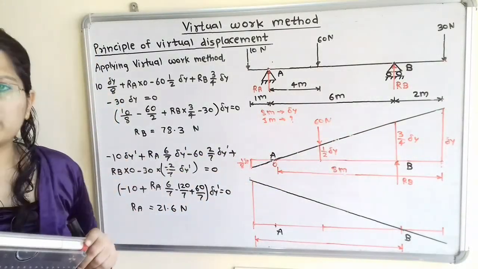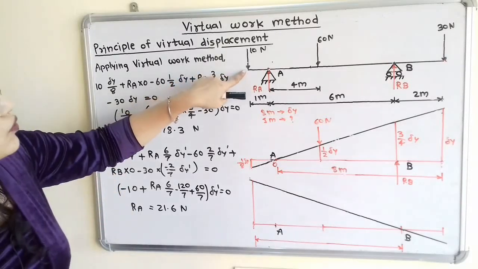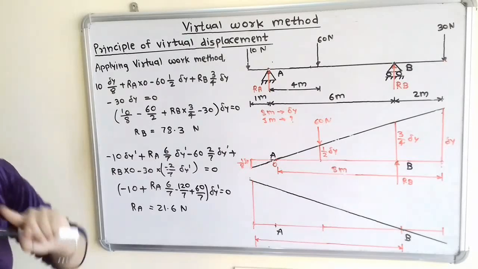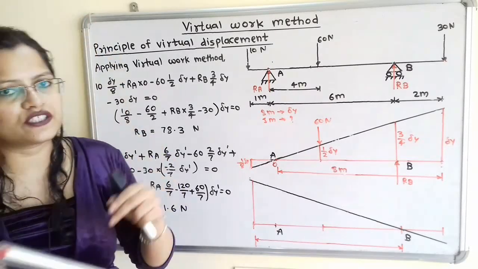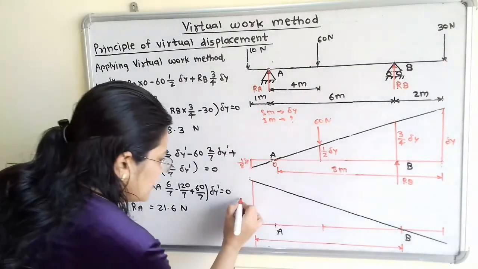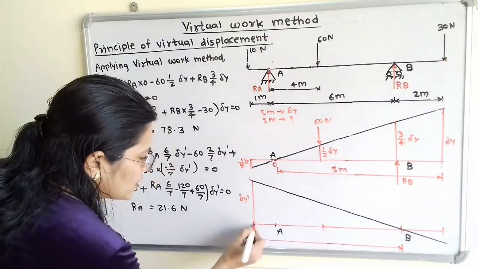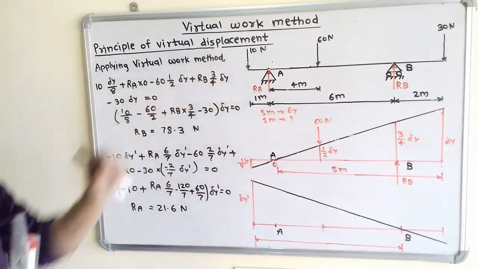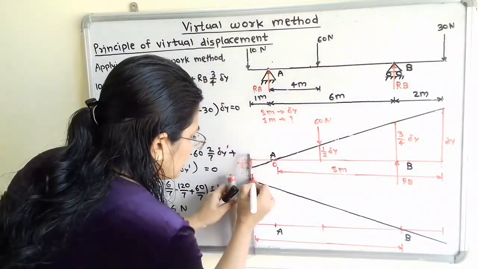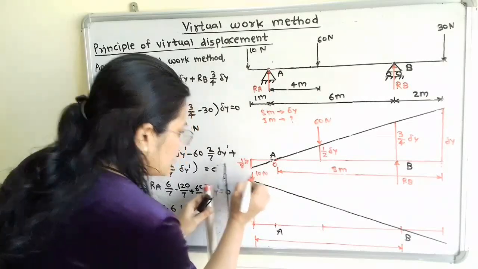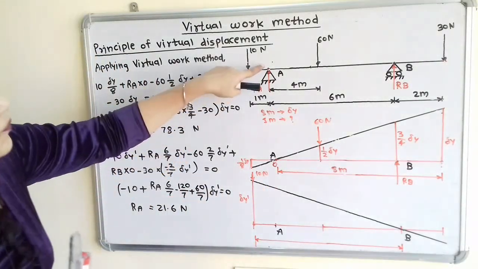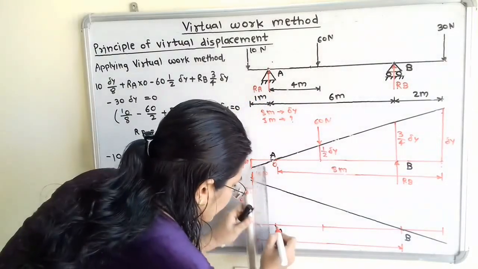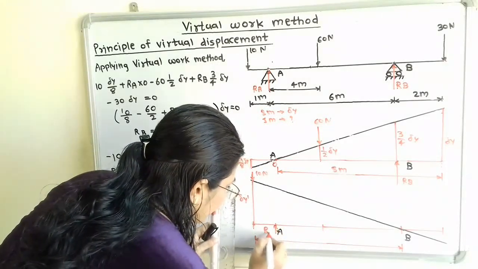Now we will move to the next case. Here we give the displacement at the right-hand side in the vertical direction, and we will say its displacement is delta y dash. This is the original position and this is the final position. Now at this point, the force is equal to 10 Newton, in the downward direction. Now at point A, there is the reaction RA, which we have to find out.